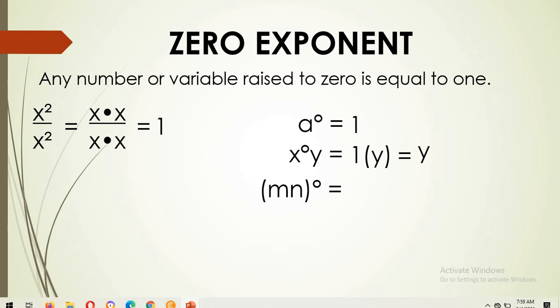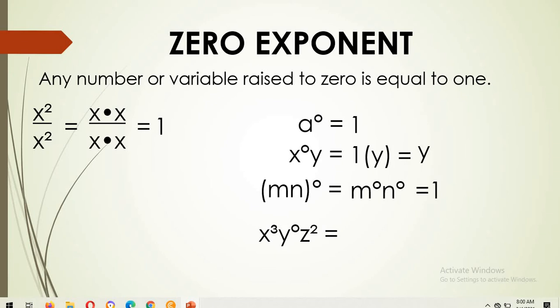Next is quantity mn raised to 0. Of course, that is distribute pa dito. Pinakita pa na dinistribute yung raised to 0 to mn. Pero, kapag naka-quantity ng ganyan, pwede mo nang isulat na 1.